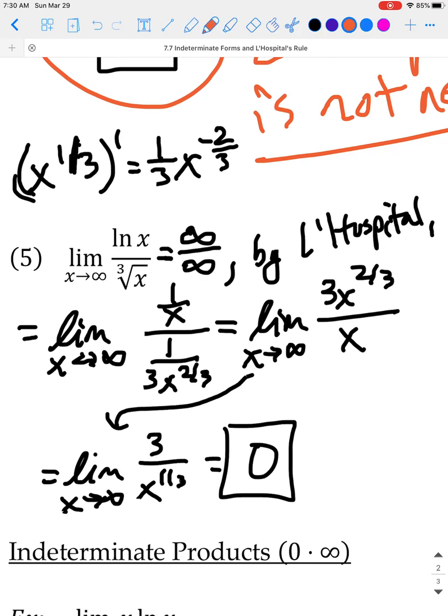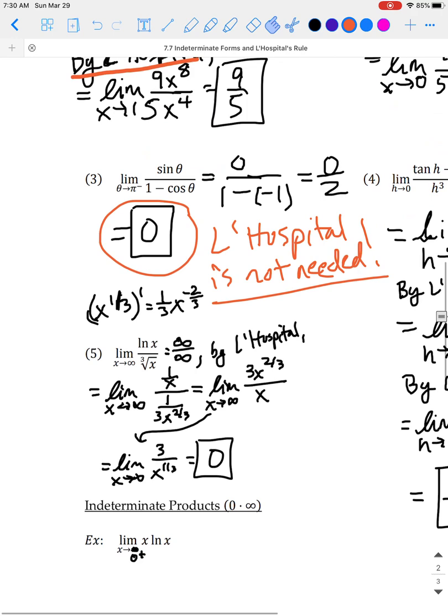And what this is really saying is that if we were comparing our two functions, natural log of x and the cube root of x, the rate at which the natural log approaches infinity is slower than the rate at which the cube root approaches infinity. So the cube root of x is going to approach infinity faster, therefore it's going to shrink to 0, much like if this were x plus 1 over x squared plus 1. That x squared is going to approach infinity faster, so the limit would be 0.